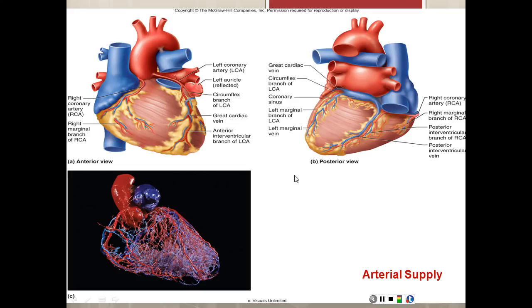Now the circumflex then ends on the posterior side of the heart, and it supplies blood to the left atrium and the posterior wall of the left ventricle. So those are just the first two.